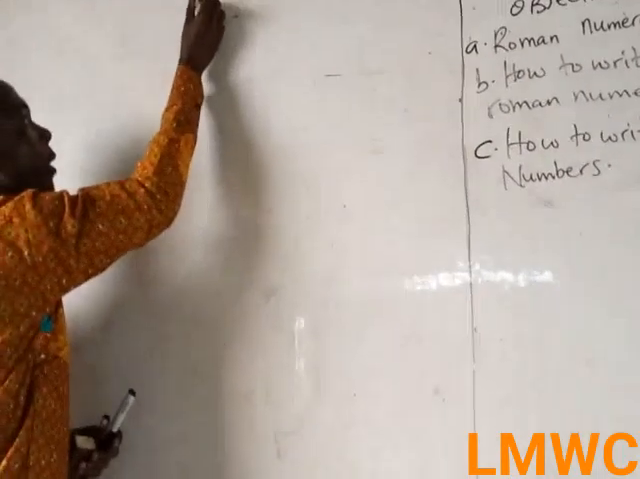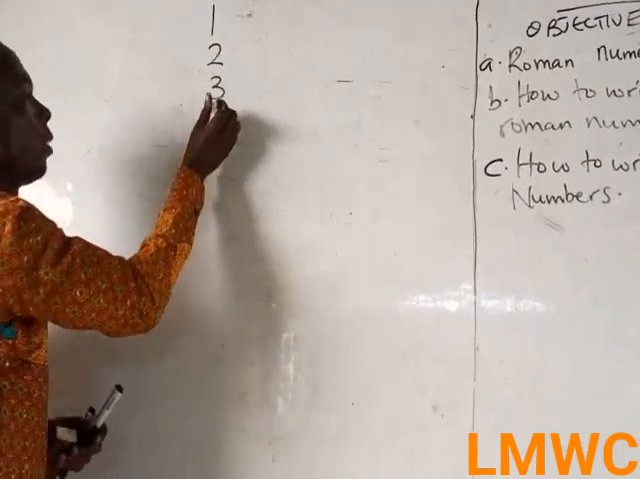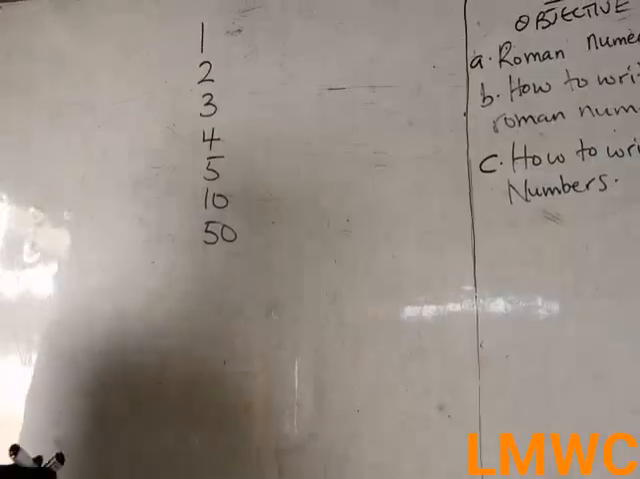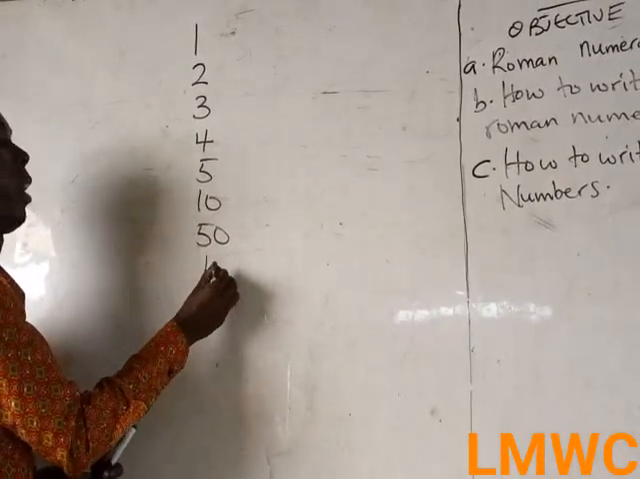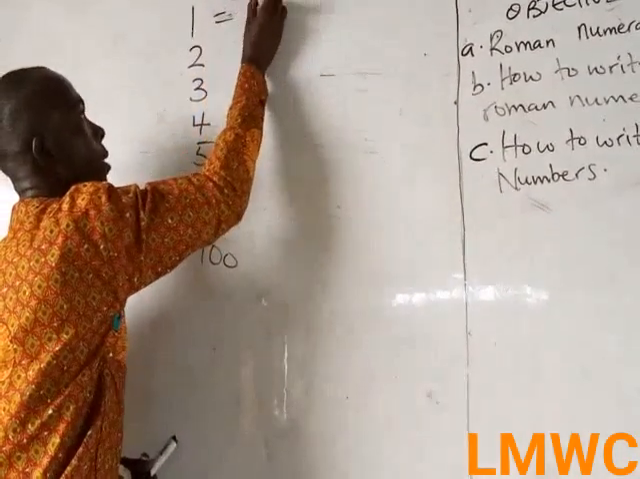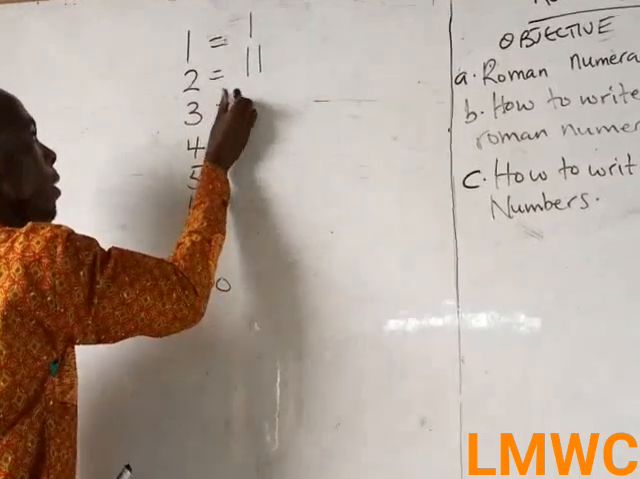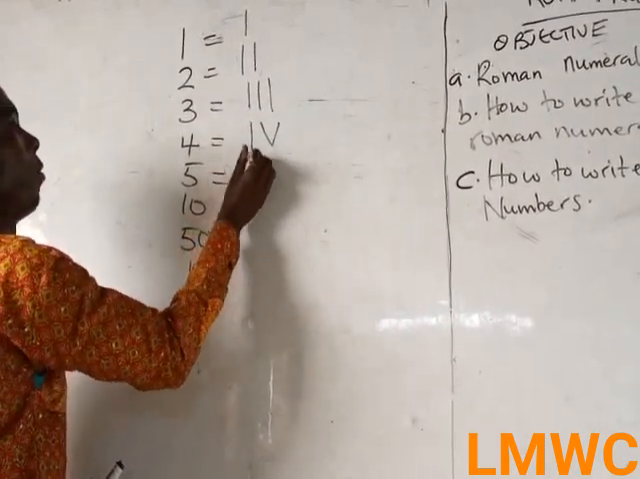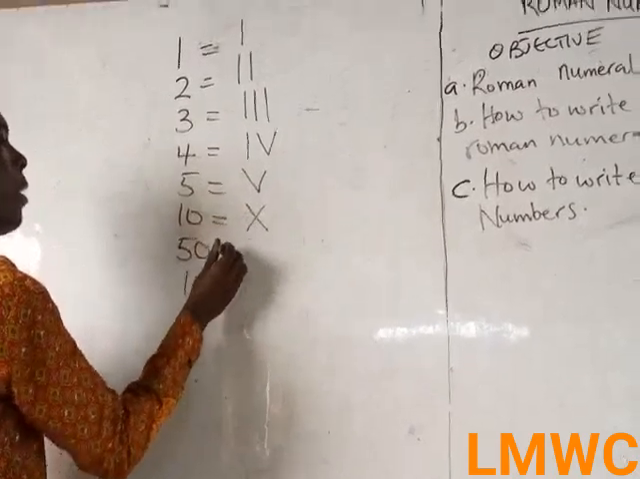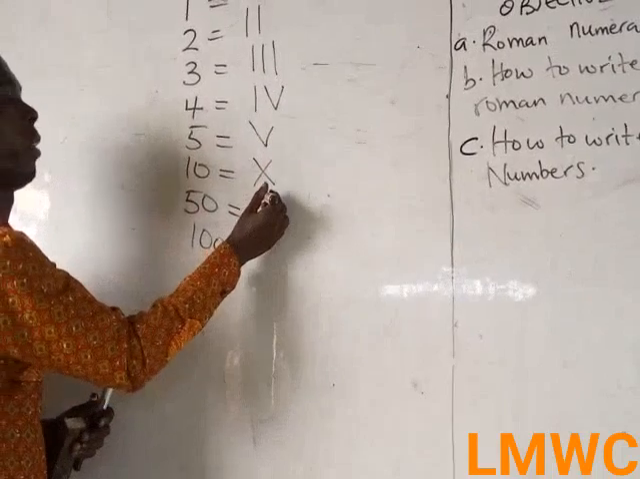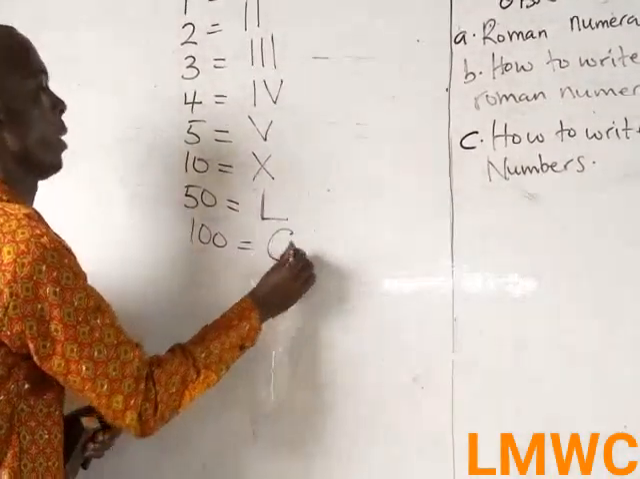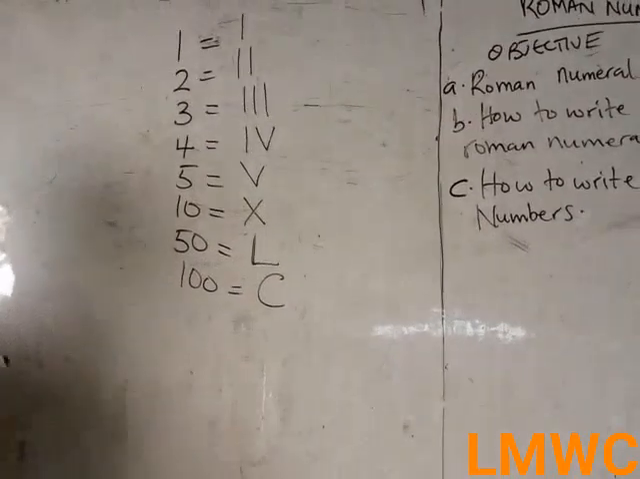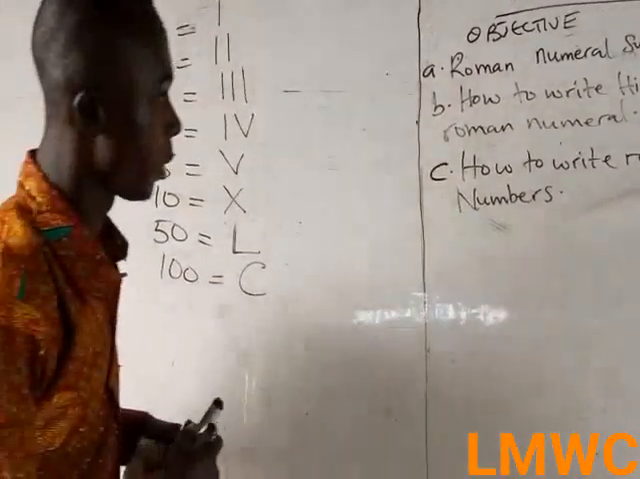Hindu Arabic numbers like 1, 2, 3, 4, 5, 10, 50, 100. The Roman numeral for 1 is this. 2, we have something like this. 3, 1, 2, 3. 4 is IV. And 5 is V. 10 is X. 50 we are having L. And 100 we have C. So this will guide you, and I'll use this to show you how certain numbers are written.